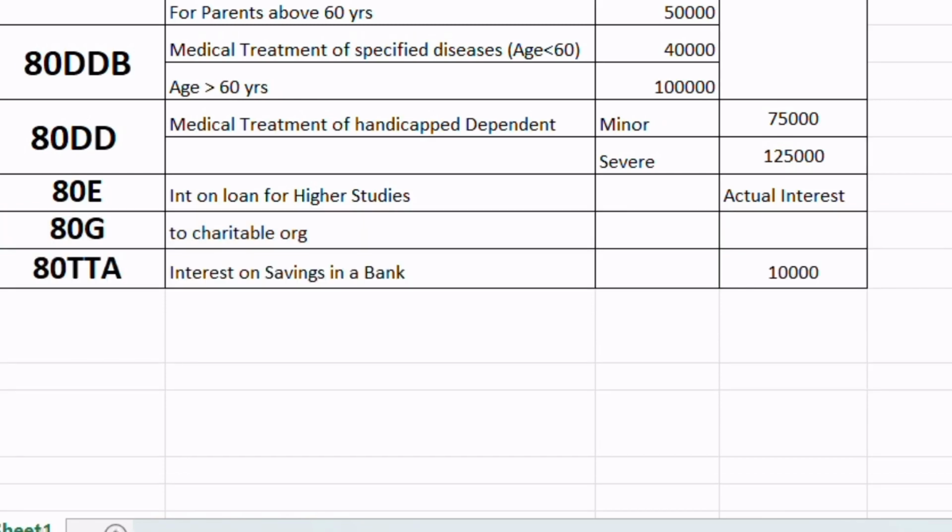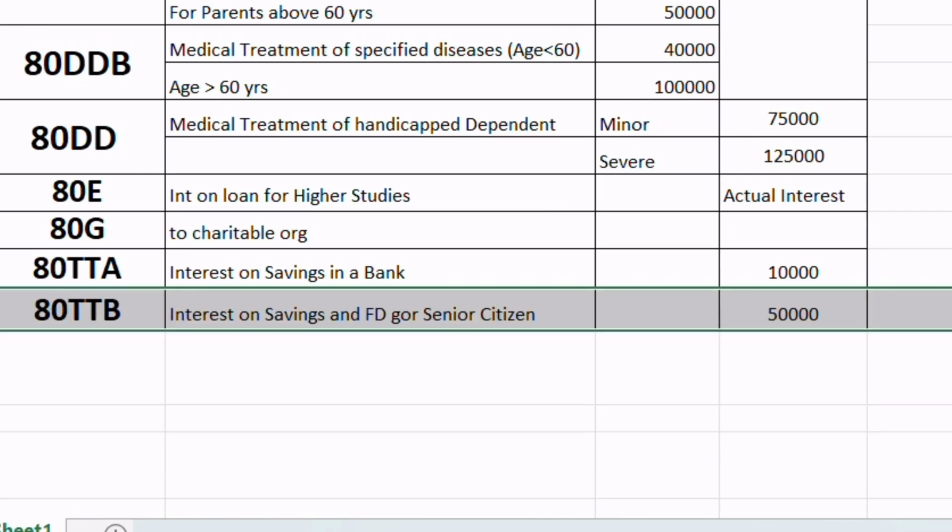Section 80TTA is an important section where you can claim deduction on the interest earned in a savings account. The maximum limit for this deduction is 10,000. Whereas section 80TTB refers to the deduction on savings as well as FD interest for senior citizens. The maximum limit is 50,000 under this section. Note that section 80TTA refers only to the savings interest, whereas 80TTB for senior citizens refers to the interest earned on both the savings as well as fixed deposits.